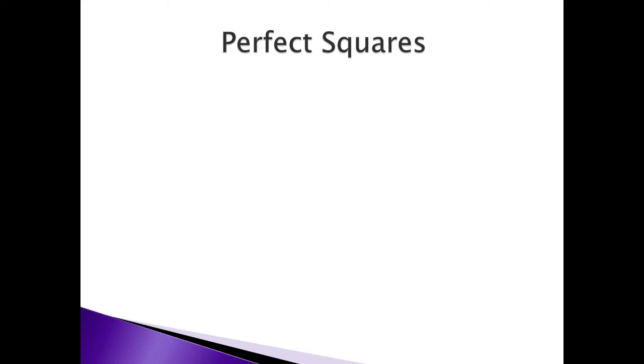The next property is perfect squares. Perfect squares, you're going to see a lot because we're going to be working with hyperbolas and ellipses. So if I have a minus b squared, that is a squared minus 2ab plus b squared.